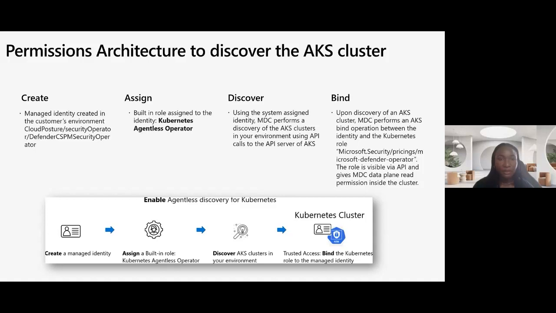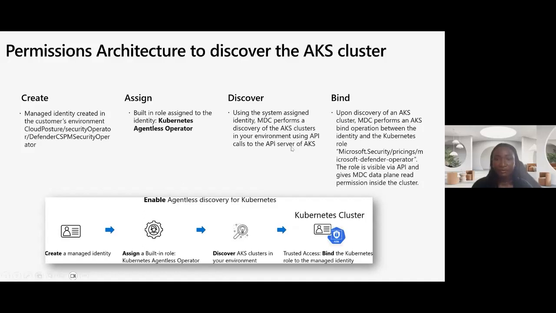So when you switch the toggle to on for this extension, the first thing we're going to do is create a managed identity in your environment, and it's going by this name here that you see on the screen. Then we take that managed identity and assign it a built-in role called Kubernetes Agentless Operator. And then using the managed identity with this built-in role, we're able to discover your AKS clusters using API calls to the API server of the AKS cluster.